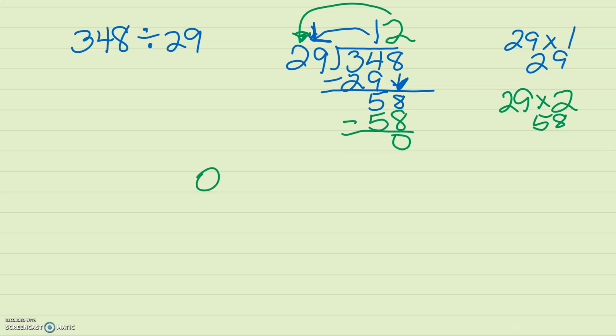So our quotient is equal to 12. This means that we could make 12 groups of 29 from 348. For example, if we had 348 pencils that we wanted to divide among 29 students, then each student could get 12 pencils. Okay? All right, so let's try another problem.